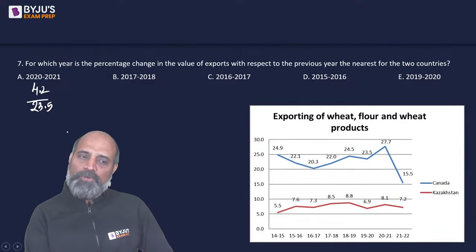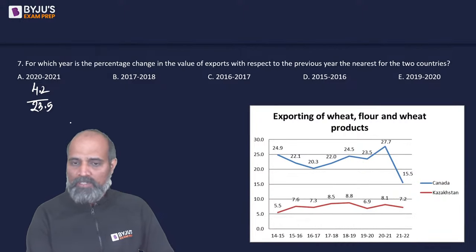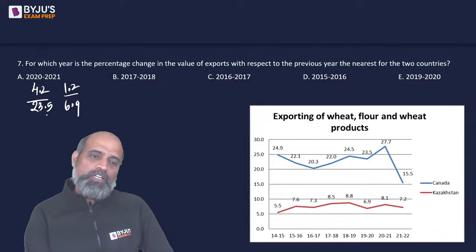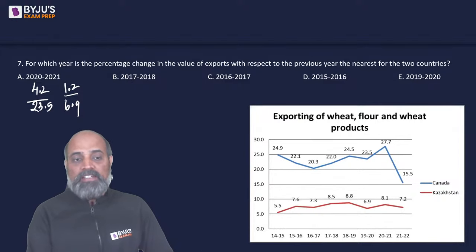Why did I take 2.2 before? It was 4.2, no? And for Kazakhstan, this is an increase of 1.2 over 6.9. तो देखा जाए तो ये 3 times से 3.6 है, कैलकुलेटिव है, राइट? चेक कर लेते हैं एक बार.